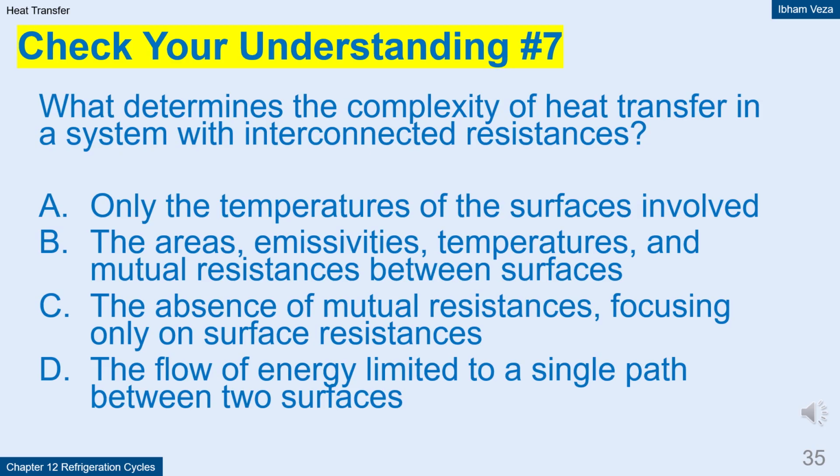C. The absence of mutual resistances, focusing only on surface resistances. This is incorrect because mutual resistances such as R12, R13, R23 are crucial in defining energy flows between surfaces, making the network complex. D. The flow of energy limited to a single path between two surfaces. This is incorrect because heat transfer in such systems involves multiple interconnected paths, not just a single path. This complexity is integral to the system's behavior.